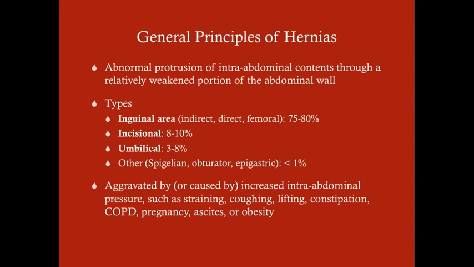Now the types of hernias. Inguinal area hernias are the most common, 75 to 80%, and those include the indirect and direct hernias, which we're going to talk about, along with the femoral hernias, which are in the same area. We're not going to talk about those. But this makes about 75 to 80% of all the hernias that come in. So if you know about these, you're good to go most of the time.